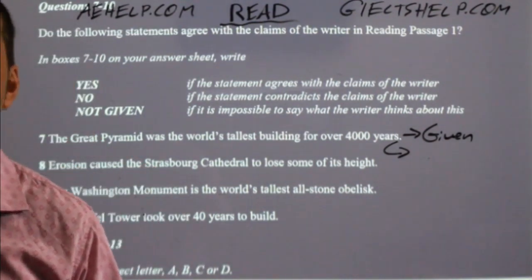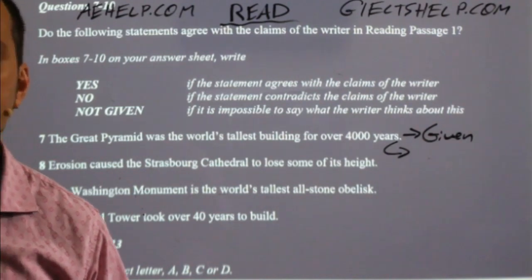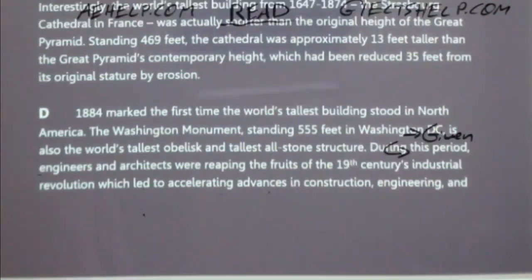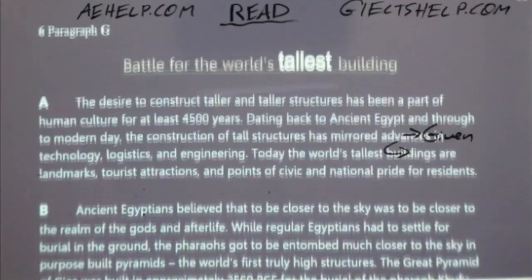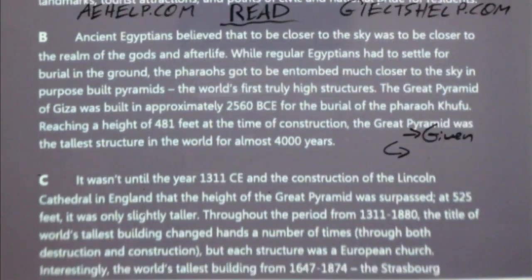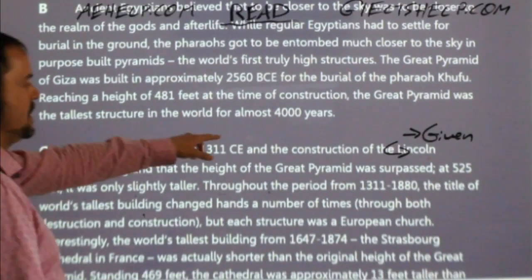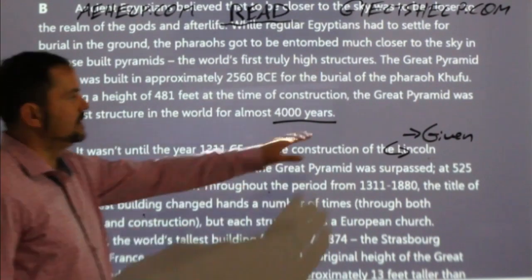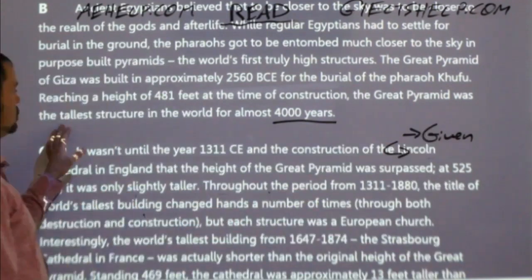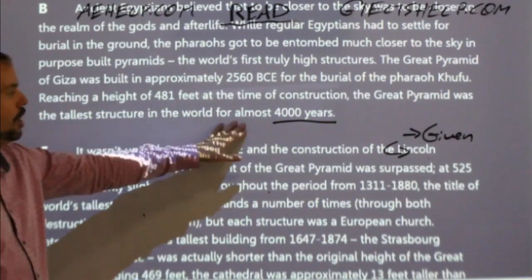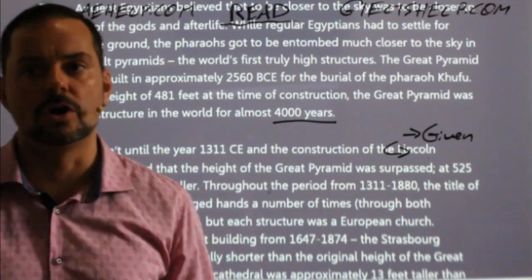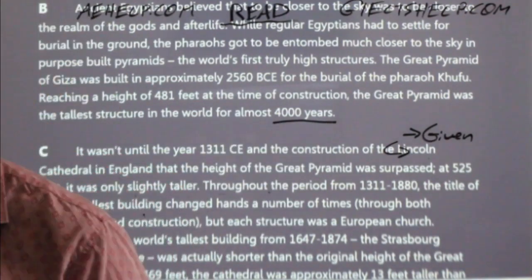Is it true that the Great Pyramid was the world's tallest for over 4,000 years? Dobbs says maybe. And that's very smart for Dobbs. So if my answer is maybe, I'm going to look back for that 4,000 years. And I know it's in the beginning when it talks about that. So I can see the 4,000 years here. It's easy to find that. So I can read this. The Great Pyramid was the tallest structure in the world for almost 4,000 years. So is it true that it was the tallest for more than 4,000 years?